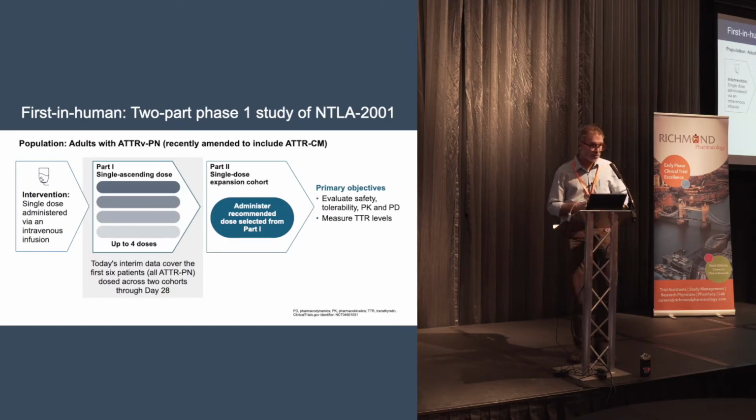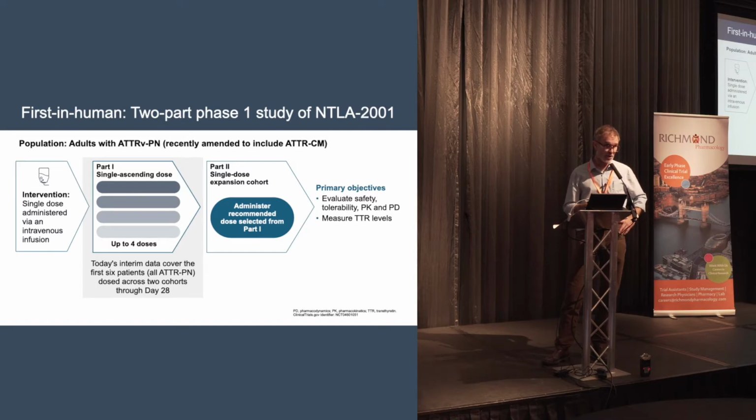So the first in-human study with NTLA-2001 is a 2-part open-label multicenter study in patients with hereditary ATTR amyloidosis and polyneuropathy. It has, as many of you will know, just been amended to include patients with cardiomyopathy and patients with wild-type ATTR amyloid cardiomyopathy. So part 1 is a single ascending dose design with a minimum of 3 patients in each of up to 4 dose ascending cohorts.